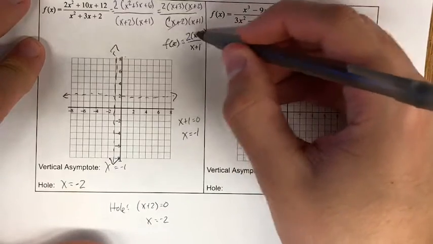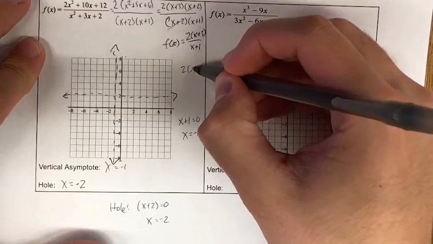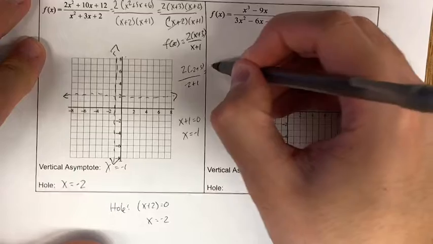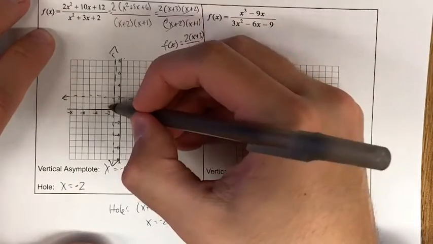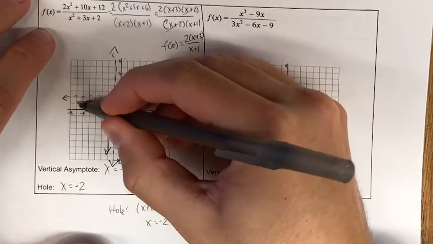So let's plug in negative 2 into our canceled function. We're going to get 2 times (negative 2 plus 3) over negative 2 plus 1. So 2 times 1, that'll just be 2. Negative 2 plus 1 is negative 1, so we get negative 2. So the hole is at (negative 2, negative 2), like so.